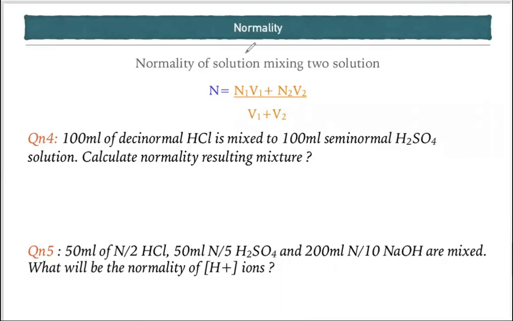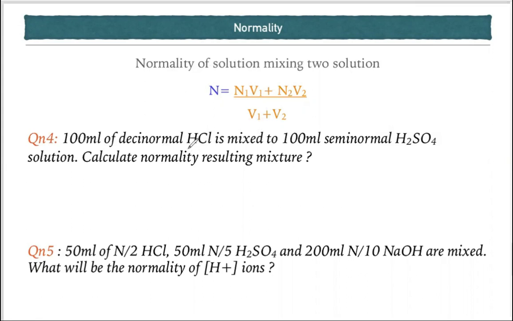The next slide we are going to talk about a little bit deeper problem from normality. In this problem, we are going to deal with mixing of different solutions. Okay, so we are going to mix acid and acid, acid and base, and both acid and base. First we'll go to acid and acid.